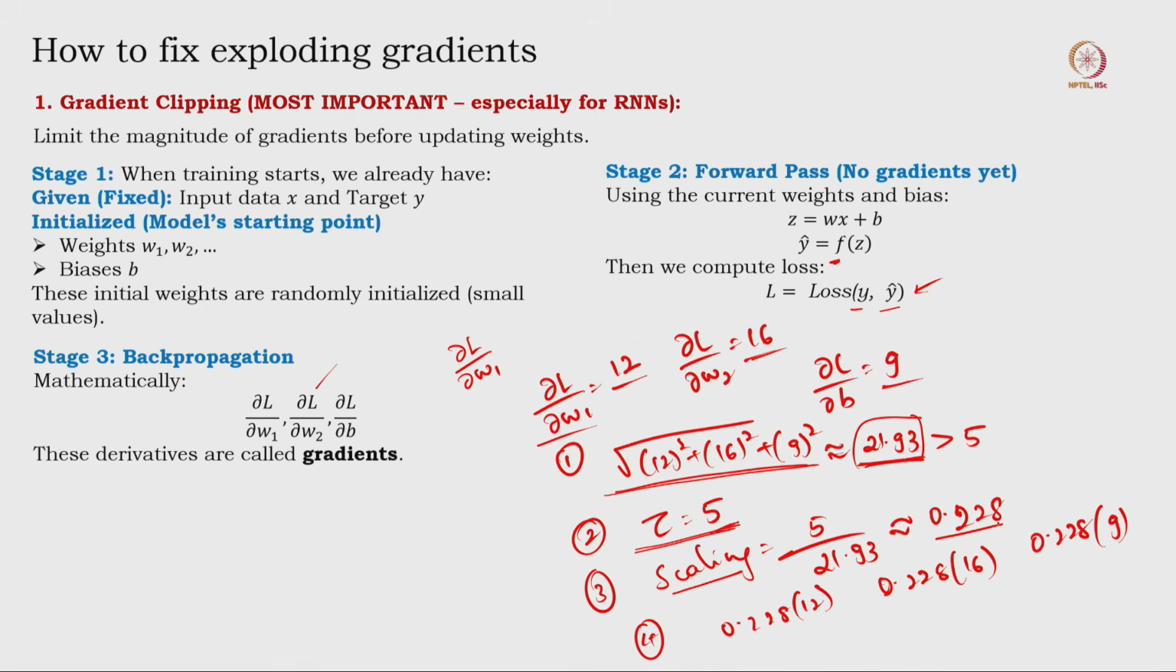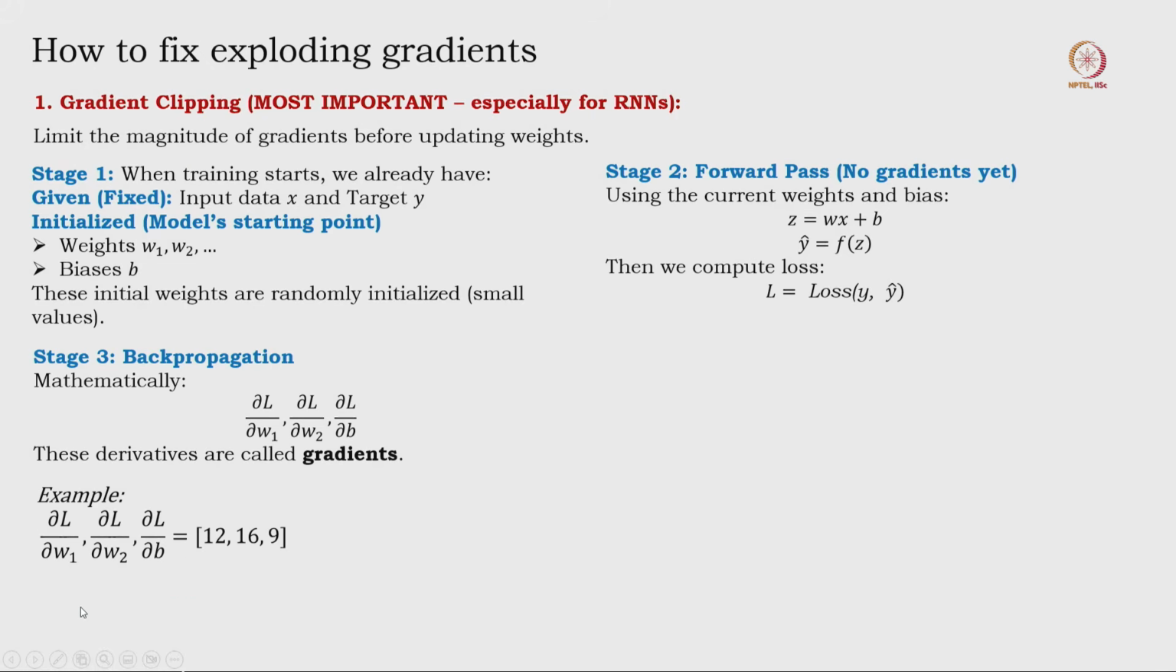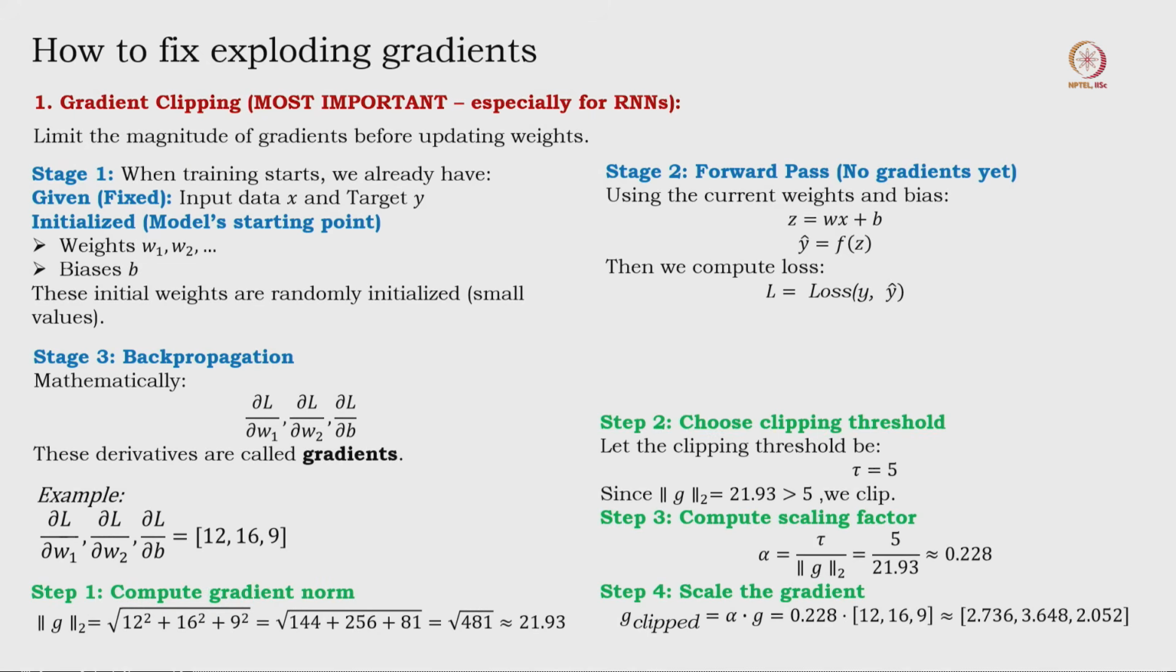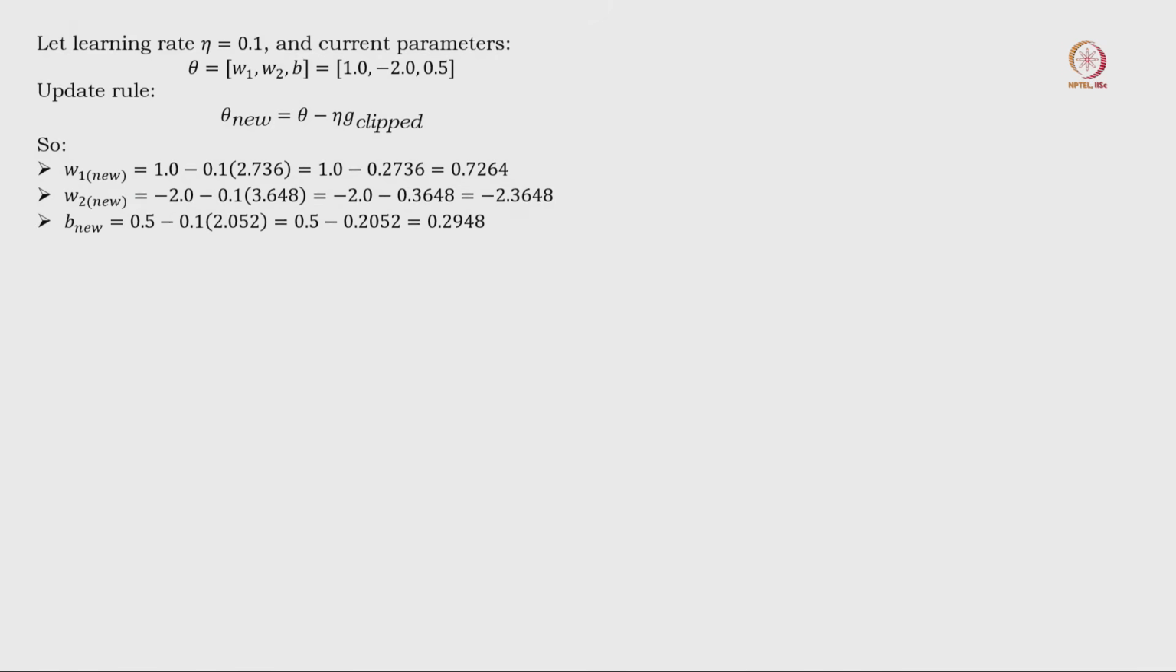So, you have got this, then you are multiplying each of these gradients with this value. This is what we have done so far. Now, let us assume the initial weights: the learning rate is 0.1, and the initial weights W1, W2 and the bias term are 1, minus 2 and 0.5. Let us assume these values. W1 value is 1, W2 value is minus 2.0 and B value is 0.5.